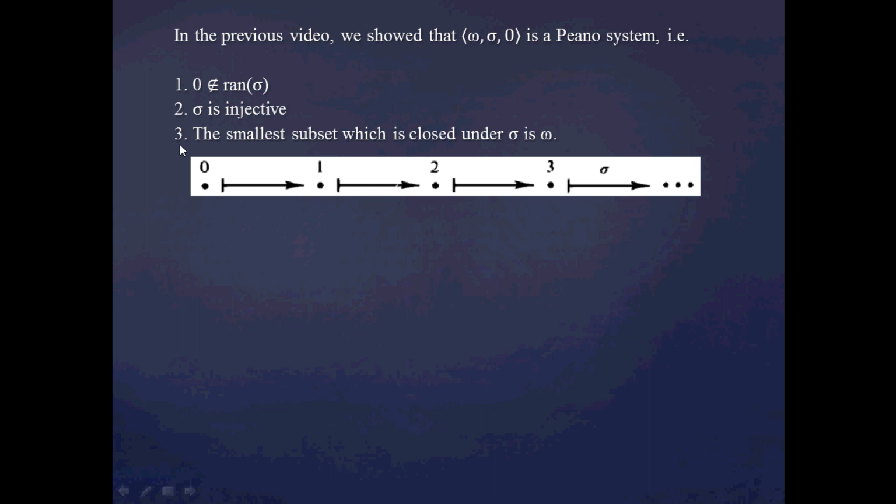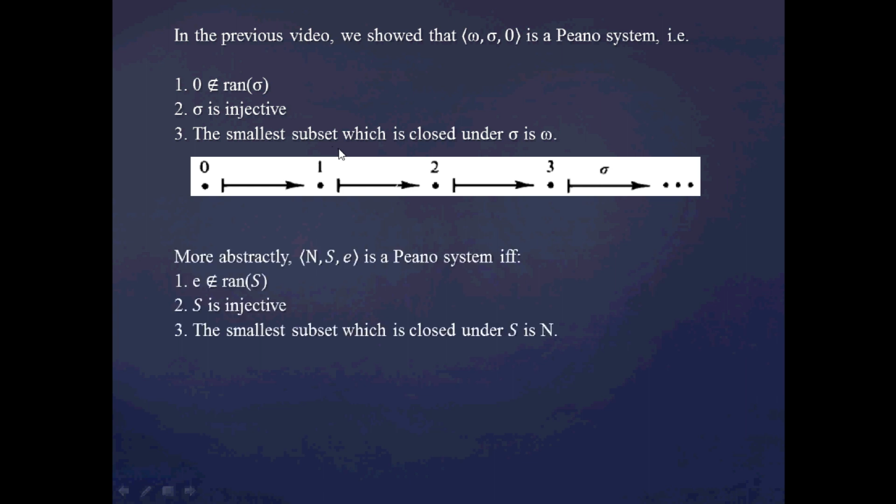And thirdly, that the smallest subset which is closed under sigma is omega, which means that only the elements you see here are going to be included in the set omega, that there aren't any floating points hanging out. And more abstractly, we introduced the definition that the ordered triple n, s, and e is a Peano system if the starting element e is not in the range of s, s is injective, and s is going to be that successor function. And thirdly, the smallest subset which is closed under s is n.